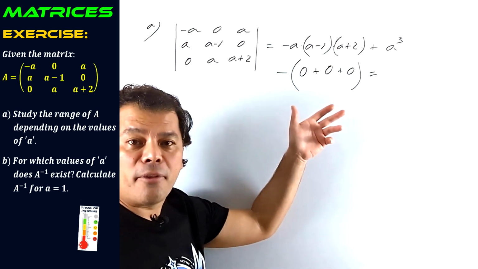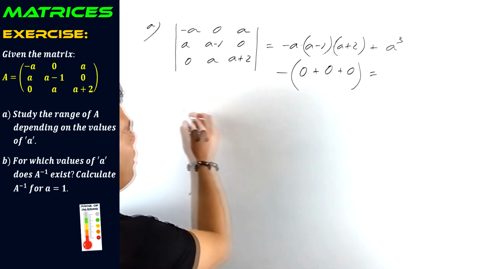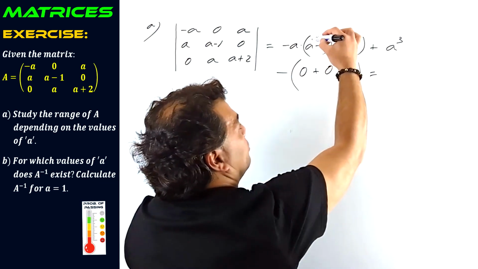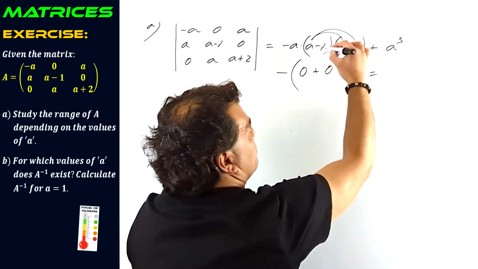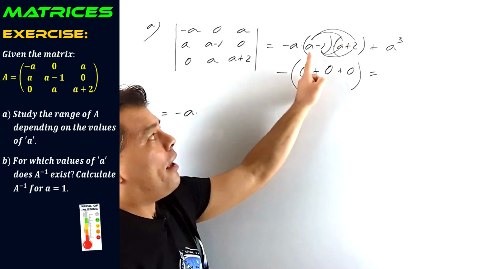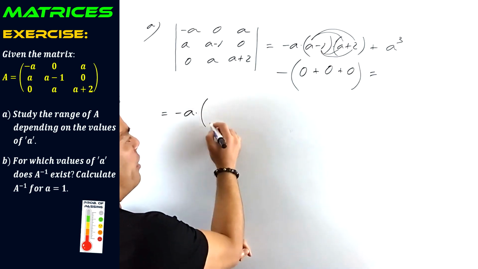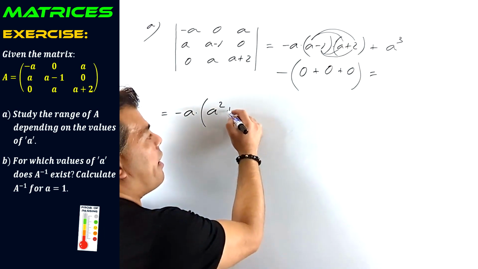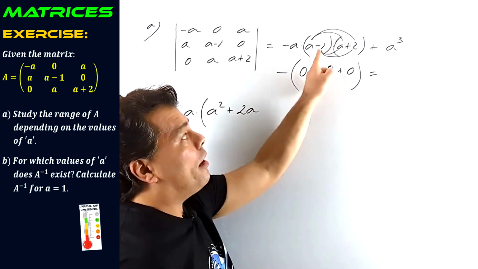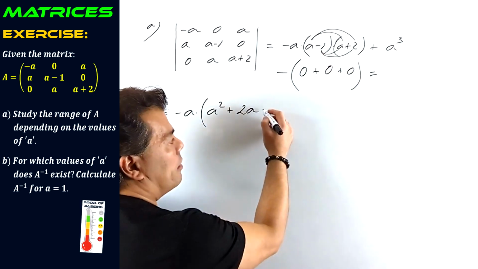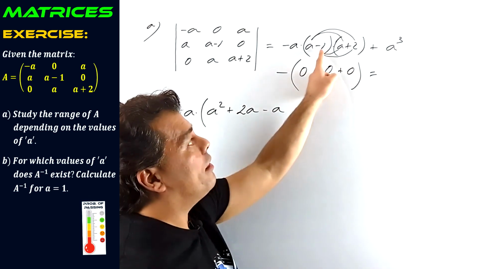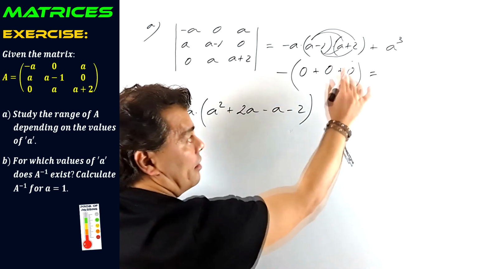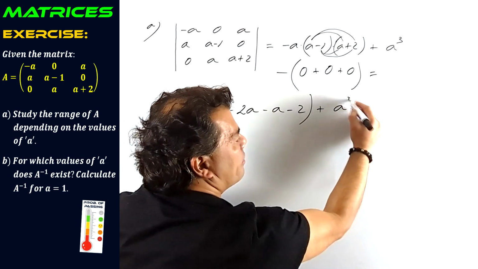This is the value of our determinant, but let's clean it up. We can leave negative A here, and let's multiply these 4 terms. A times A squared. A times 2 is 2A. Negative 1 times A is negative A. And finally, negative 1 times 2 is negative 2. And don't forget, plus A cubed.